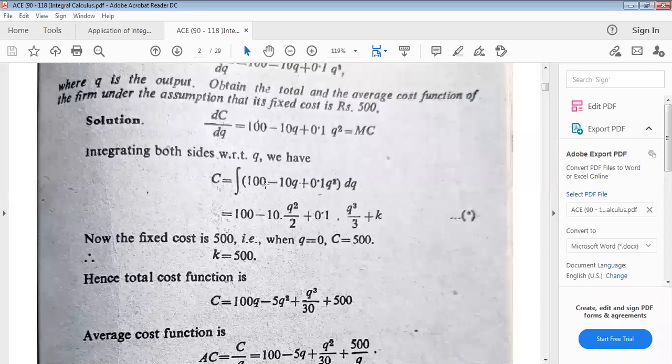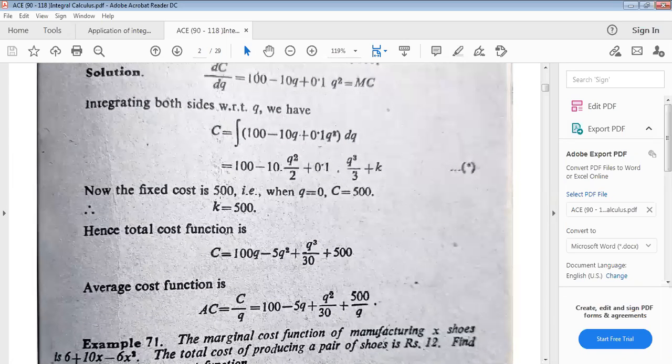Now integration of 100 will be what? 100Q. There is a Q absent, a mistake in the book. So 100Q, and integration of Q, what will it be? Q to the power 1 plus 1 divided by 1 plus 1, that means Q squared by 2. And similarly for Q squared, the formula gives Q to the power 2 plus 1 divided by 2 plus 1, that means Q cubed by 3. And this is actually the total cost.